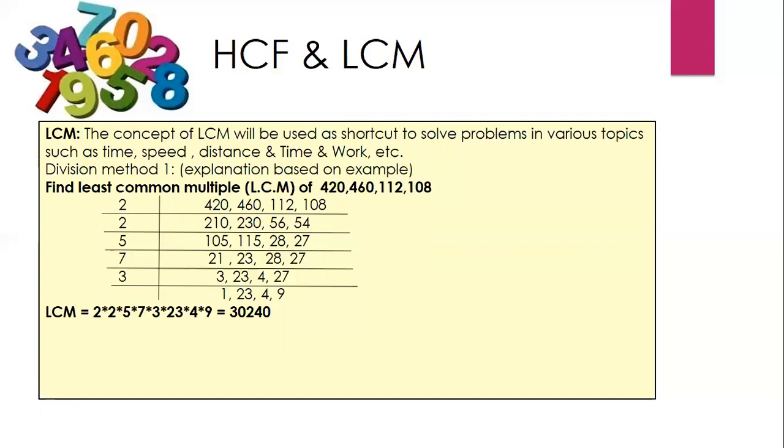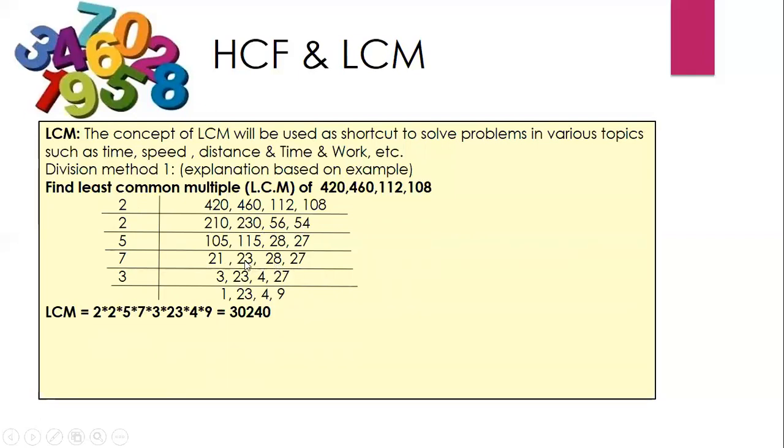So 420, 460, 112, 108, all the 4 are divisible by 2. Then we'll get 210, 230, 56 and 54. All the values are divisible by 2. Now we get 105, 115, 28 and 27. Unlike HCF, in LCM, even if it matches 2 values, I can divide that particular number. So 105 and 115 is divisible by 5. So I will get 21, 23, 28 and 27.